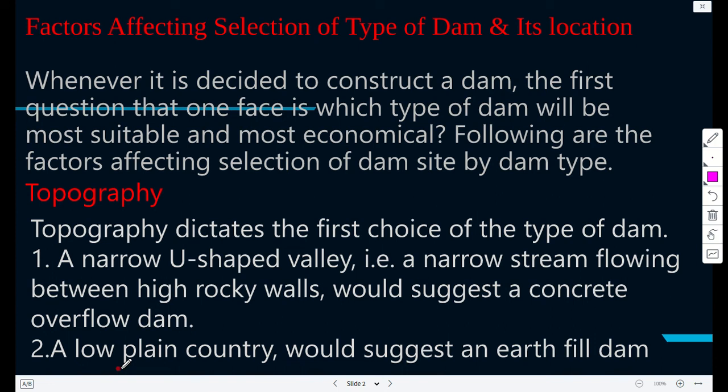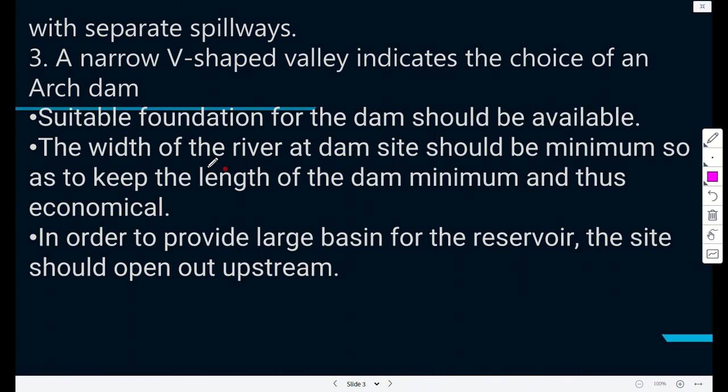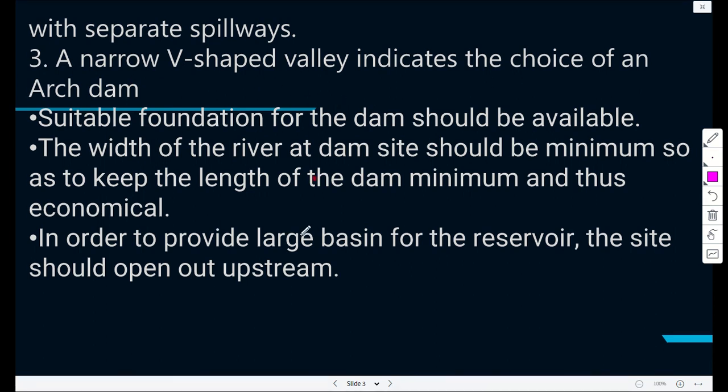Then a low-lying plain country would suggest an earth dam with separate spillways. Then a narrow V-shaped valley indicates the choice of an arch dam. So different topography suggests different kinds of dams. This is what we are saying. But that's not all.